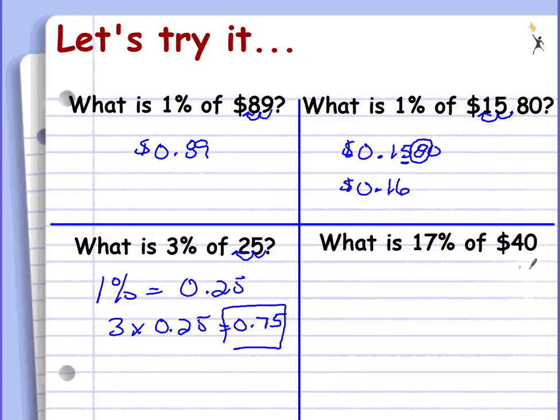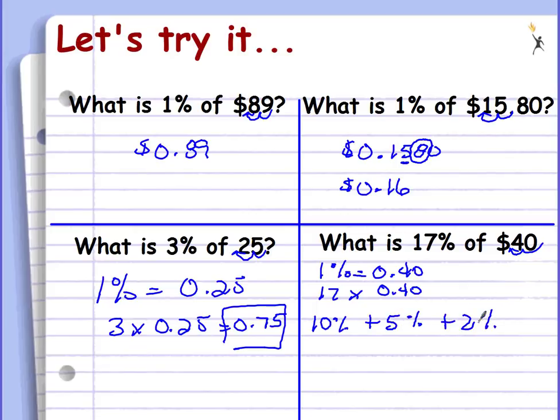What about finding 17% of 40? Well, 1% equals what? 40 cents. So I could either do 17 times the 40 cents, or I could go back to what we learned about 10%. I could take 10%, divide it by 2 to make 5%, and then add 2%, and that would give me 17%.